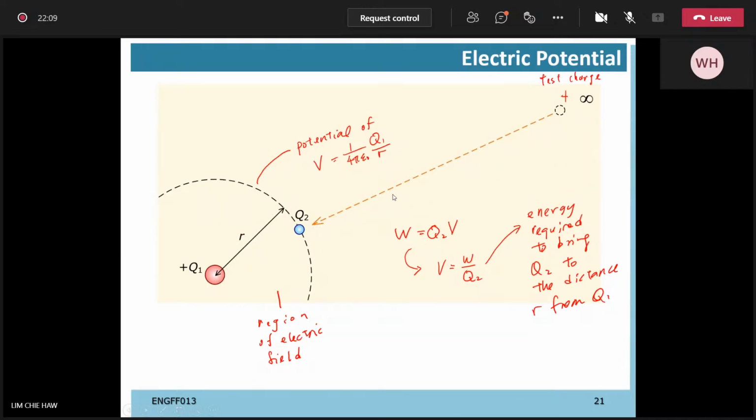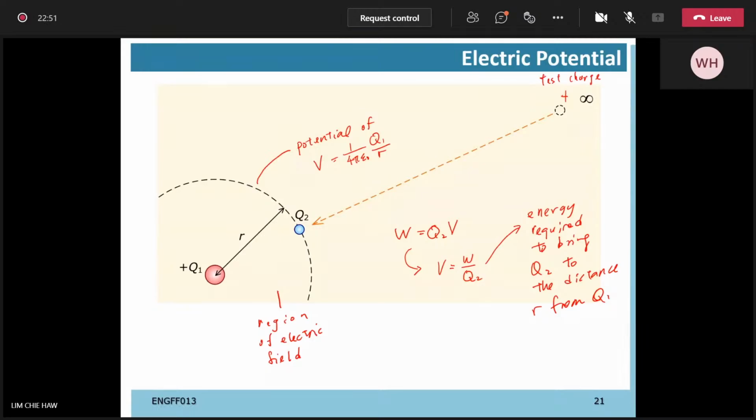This situation is just like when we try to lift the ball from the ground. We try to lift the ball, which means we work against gravity. If we need to work against gravity, we need to do work on this ball, isn't it? Same thing here. If you want to bring this charge near to Q1, you need to do work, or you need to supply energy to Q2. So at this location, you need this much energy to bring Q2. Understand the situation or not?